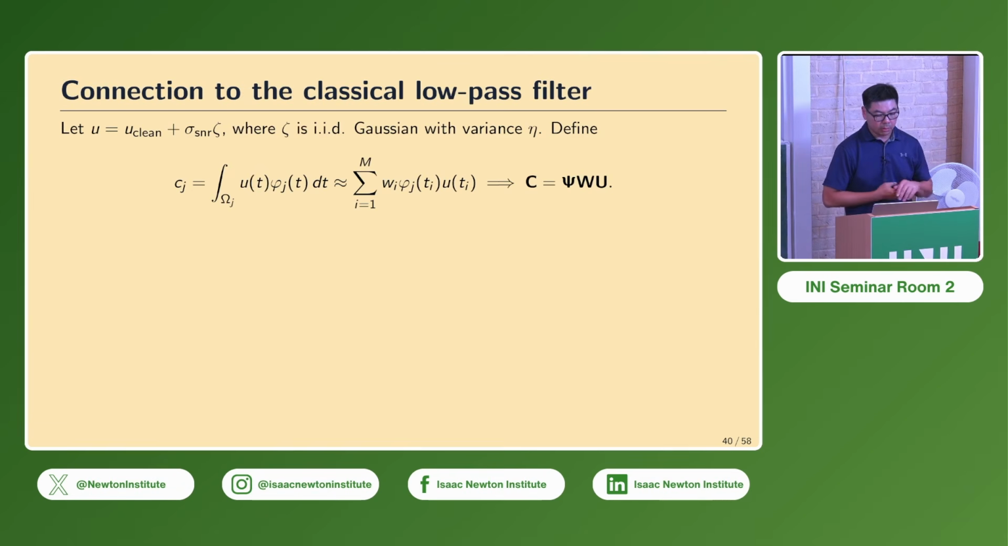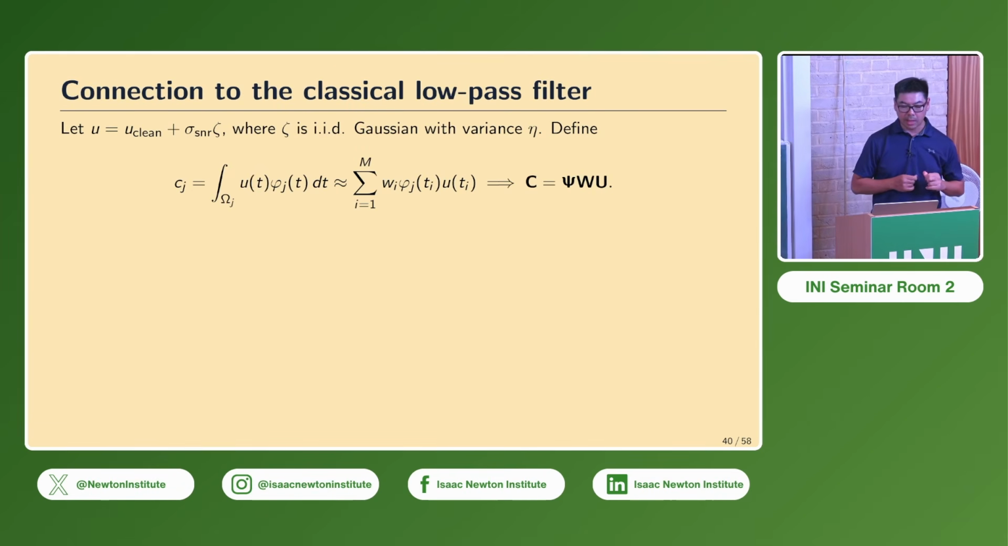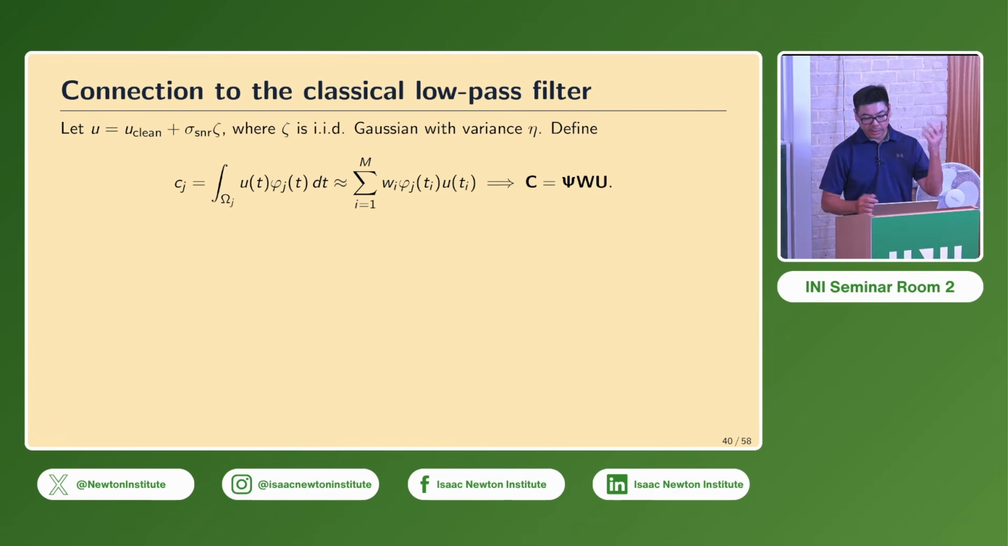So, thinking about that, I'm making a connection with the classical low-pass filter. I want to explain these things using a low-pass filter before I use it for something else. So imagine you have a function u, which is a clean u plus some noise. For simplicity, we just assume the noise has variance eta, and it's Gaussian. You don't have to if you don't want to do analysis.